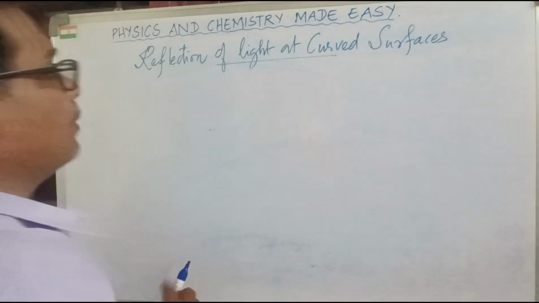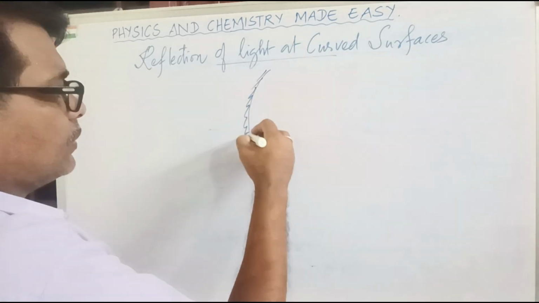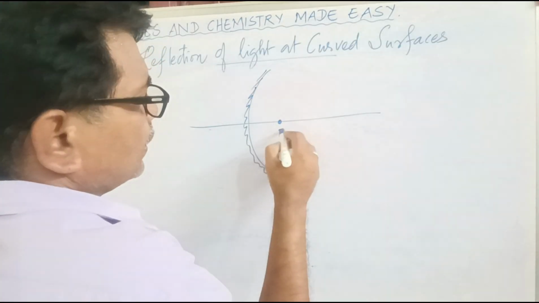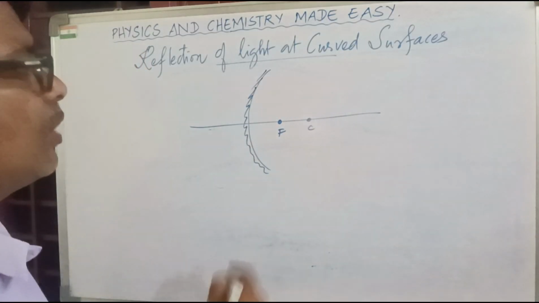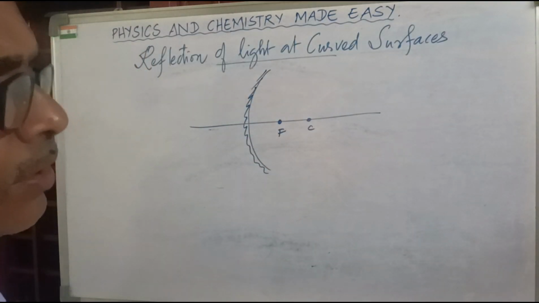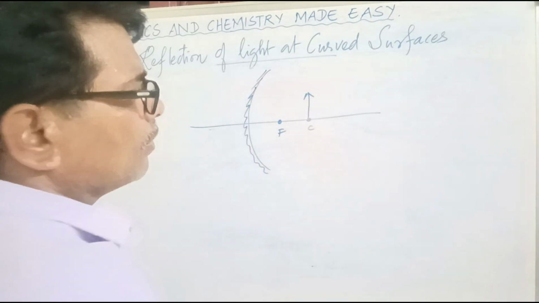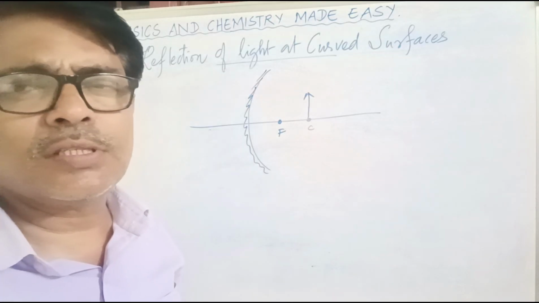Now coming to the next position, third position, sorry. First is infinity, then beyond C, now it is on C. And once again, if you maintain this distance equal and draw a proper curve, you will get good diagrams. So now the object is on C. When the object is on C, where will you get the image? On C. Very clear.